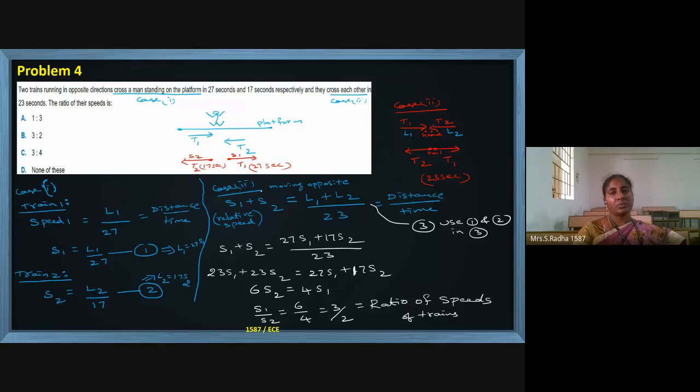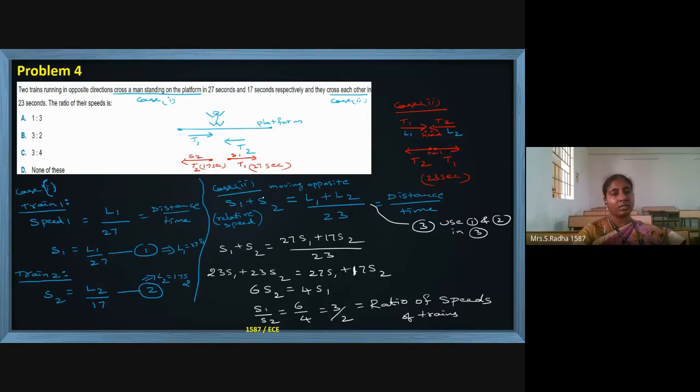Now in case 2, they are moving opposite to each other, so the relative speed is nothing but the addition. Their speeds get added. Speed is always distance by time. The distance is the length of the two trains, divided by the time taken to cross each other, 23 seconds, given in the question itself. This is the case 1 story.